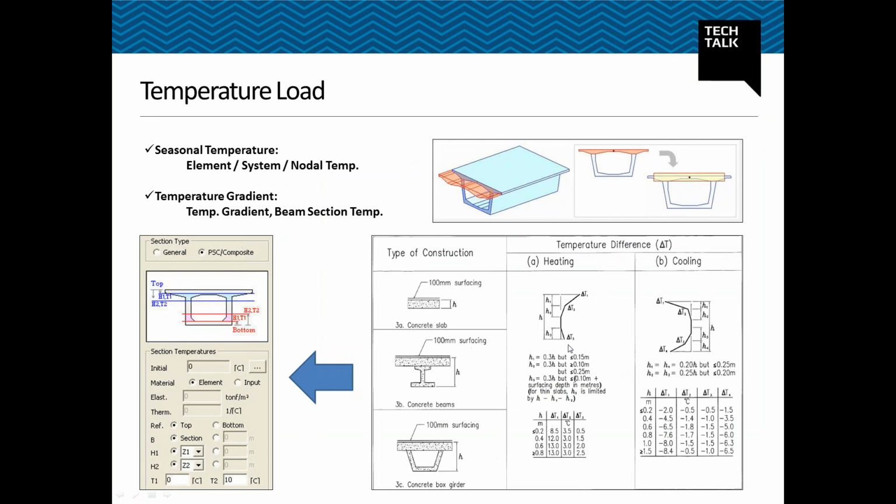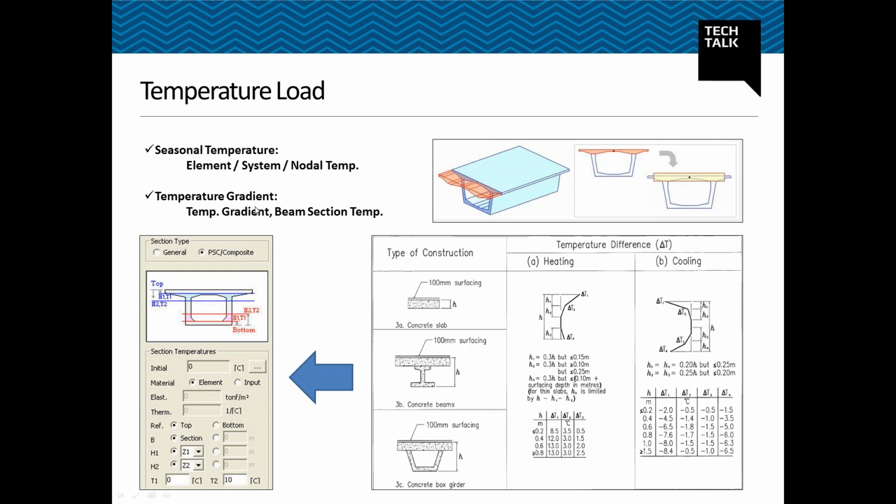Both seasonal temperature and temperature gradient can be applied to Midas Civil very conveniently. Seasonal temperature can be applied using element system and nodal temperature function in Midas Civil. You just have to define the initial temperature and then the final temperature, and then this will be assigned onto the structures as well, like a self-weight.